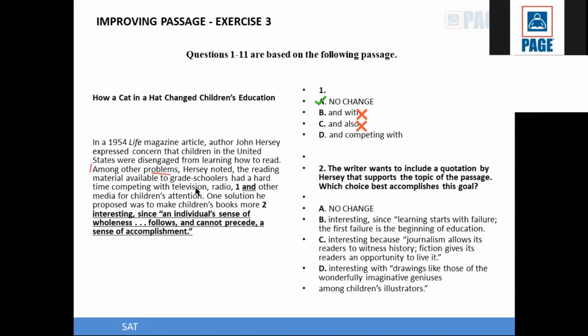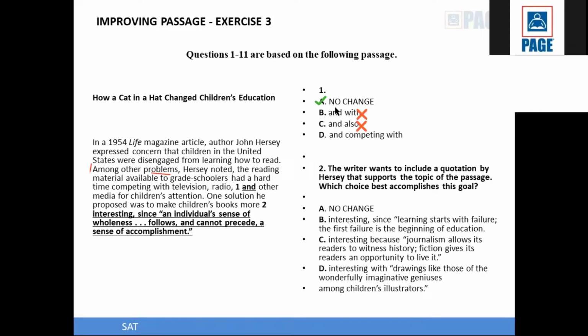So we identify what these are: television, radio, and other media. If they say "and other media" and "with other media," we are talking about an entirely different medium of communication. But television, radio, and other media may be something related to attracting children. Children get attracted towards television, radio, or maybe the internet. So that is what they are using.